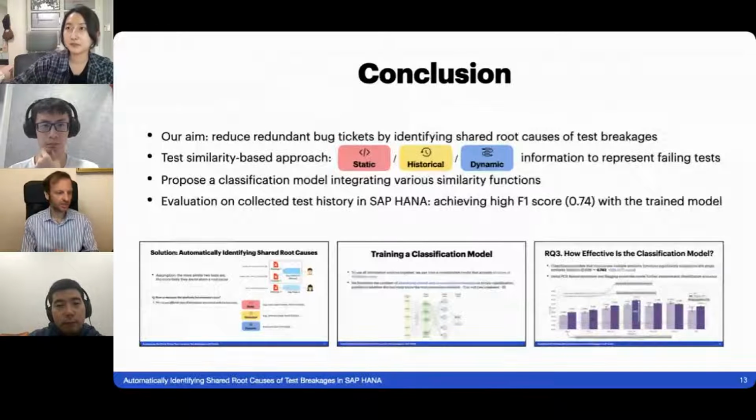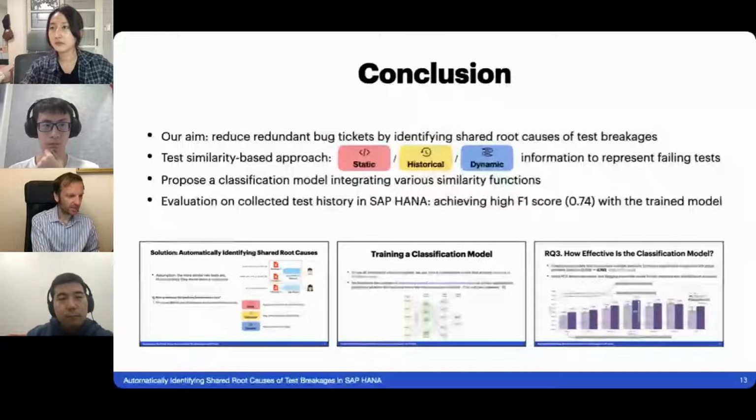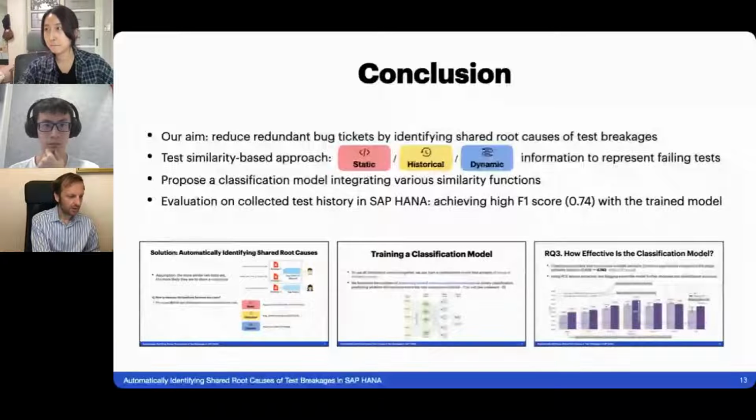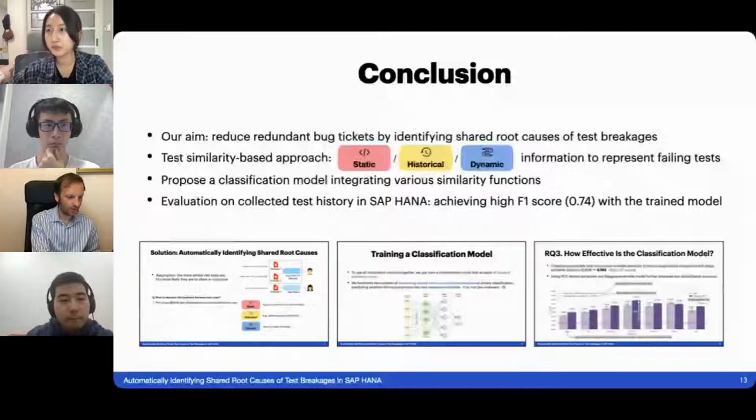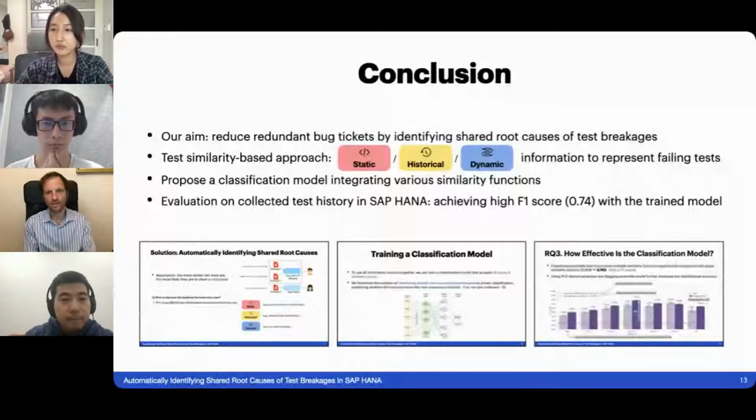Thank you very much, and thank you for being on time as well. So next is the talk from Zhang Chao on record and replay of online traffic for microservices.